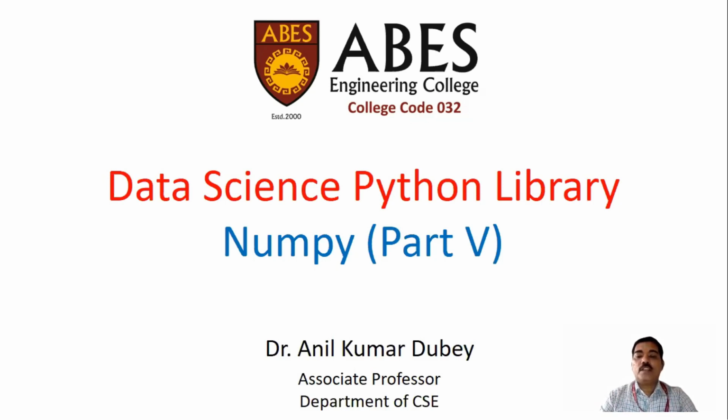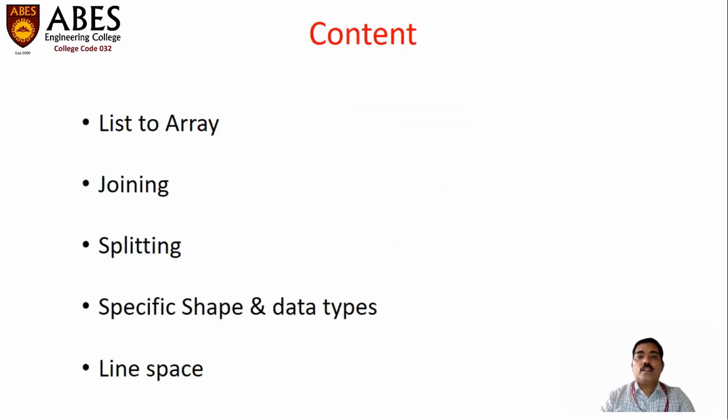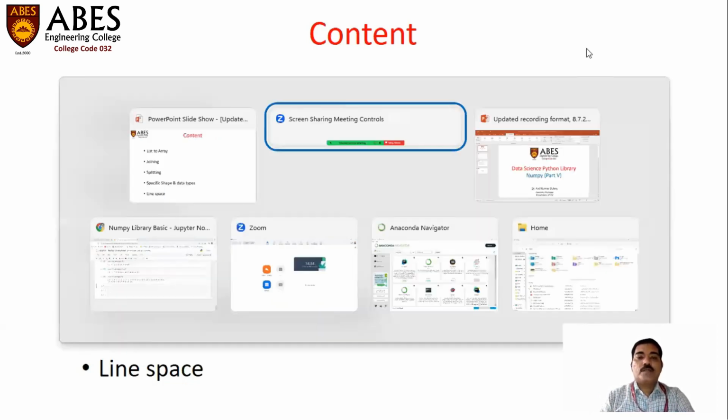So previously we have discussed part 4, third, first and second, about how to import NumPy and how you can process basic operations in NumPy. Now you can do the following operations in these videos: list to array, joining in NumPy, splitting, specific shape and data types, as well as linspace through NumPy operations.